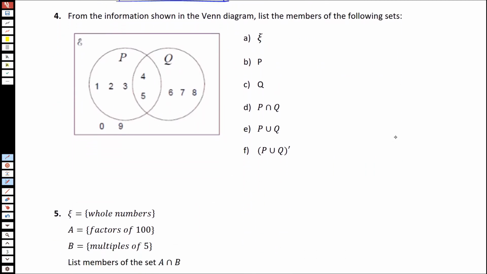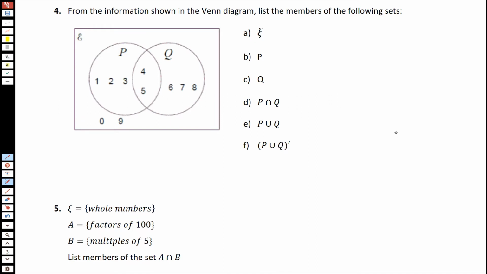So in number 4, we have a Venn diagram, and we want to get information from this Venn diagram. So we are required to list the members of the following sets. So the universal set, that's basically everything. So you have to list everything.